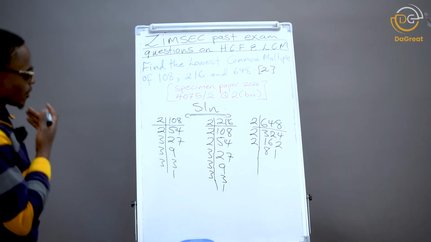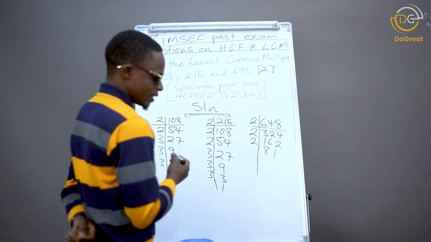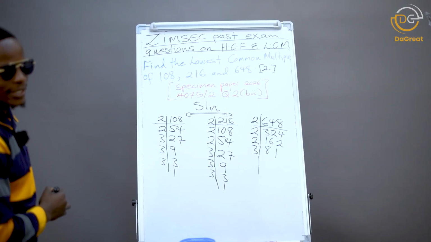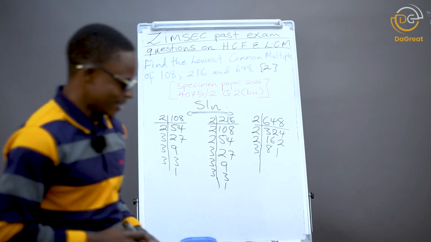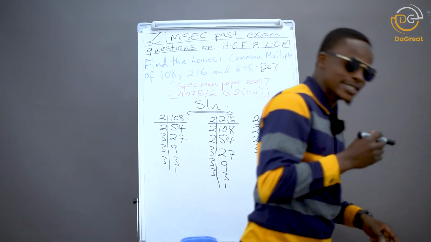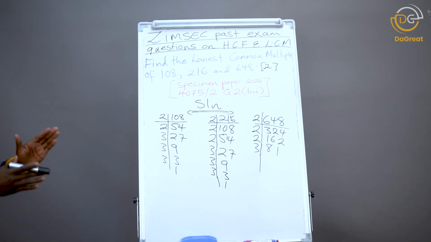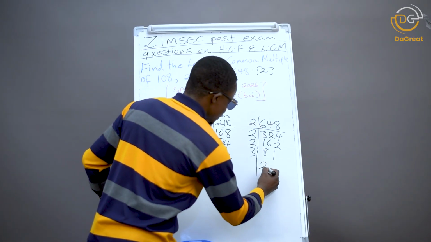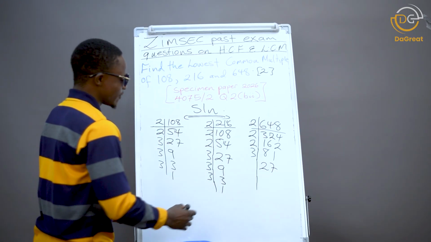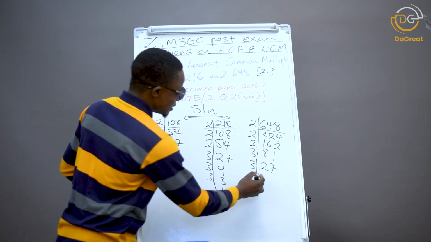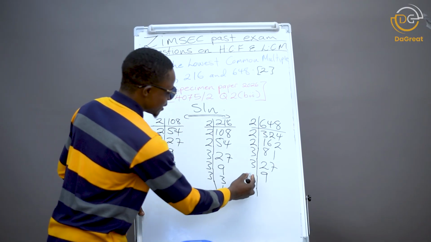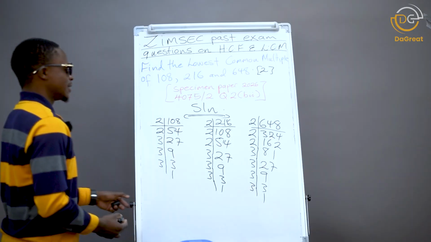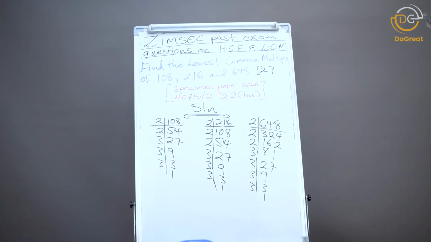Then the smallest prime factor of 81 is 3. 3 into 81 is 27. The smallest prime factor of 27 is 3. 3 into 27 is 9. The smallest prime factor of 9 is 3. 3 into 9 is 3. Smallest prime factor of 3 is 3. 3 into 3, 1. Then we have finished expressing the numbers as a product of their prime factors.